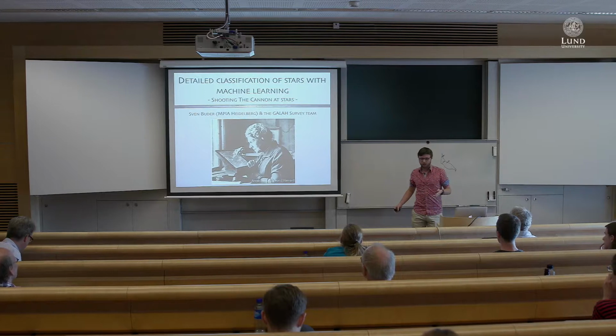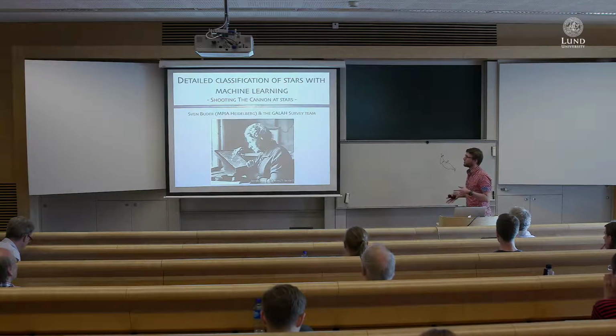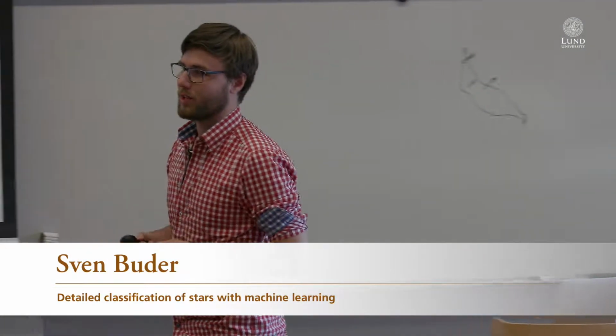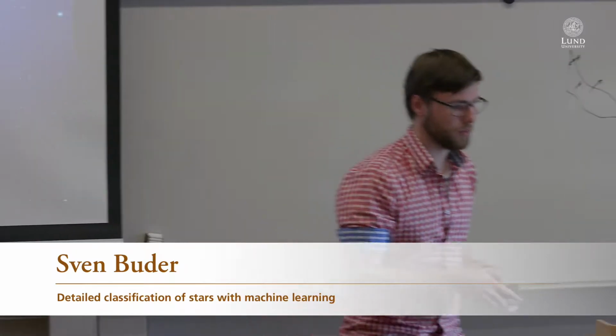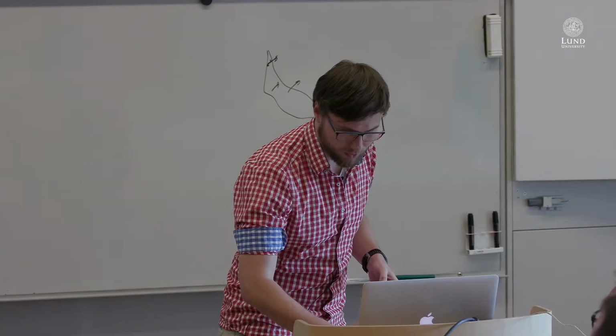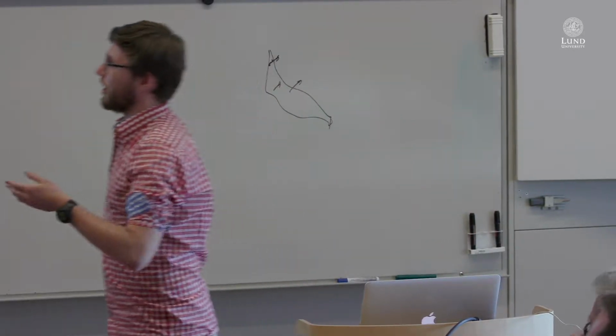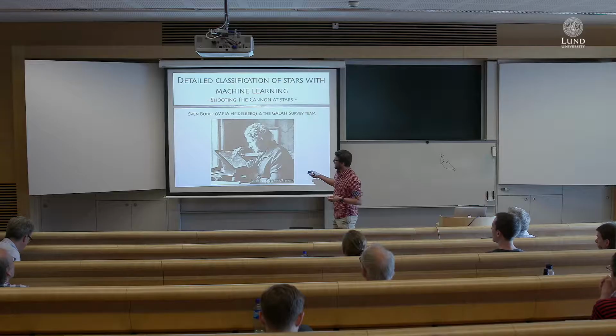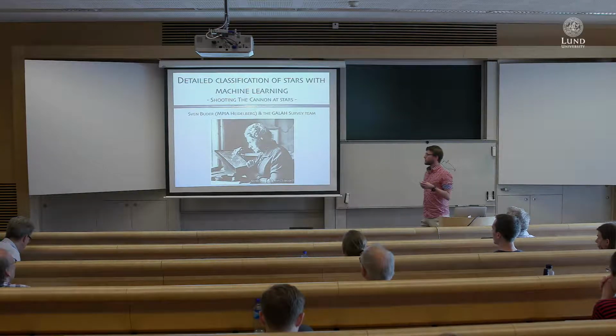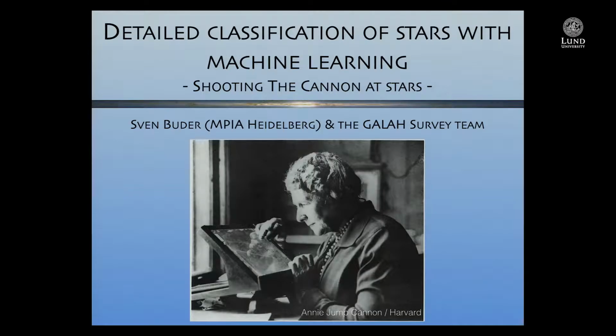Okay, so as you see, I'm going to talk about the detailed classification using, as Ross already introduced, the Canon. Now the computer recognized. All right, yeah, with the Canon. And the Canon is named after this lady who was working in Harvard, and she actually by hand classified about 340,000 stars in her career, which is a lot of stars.